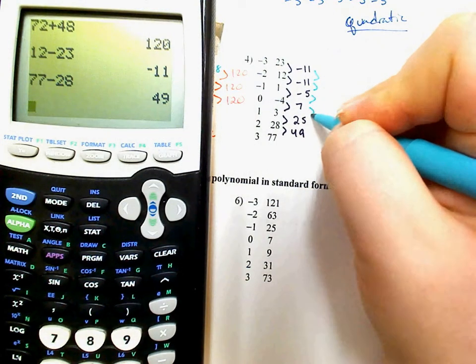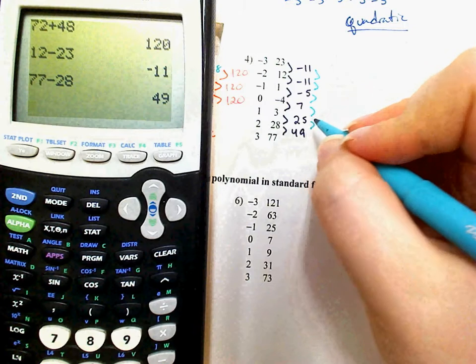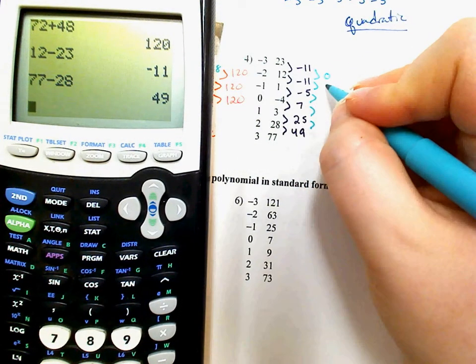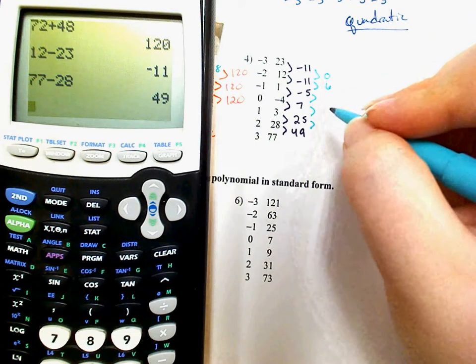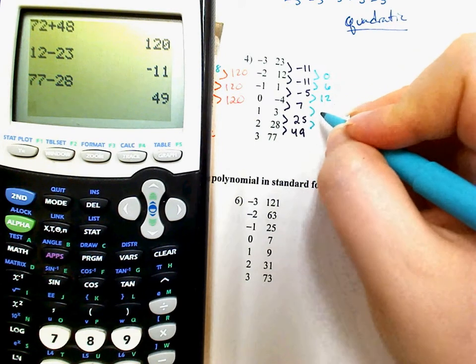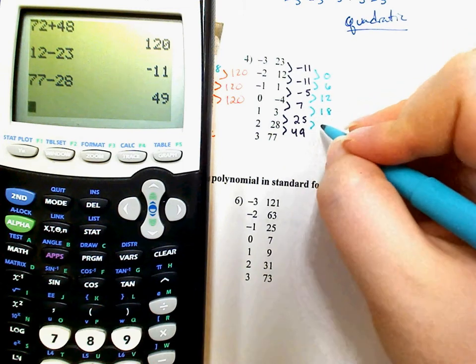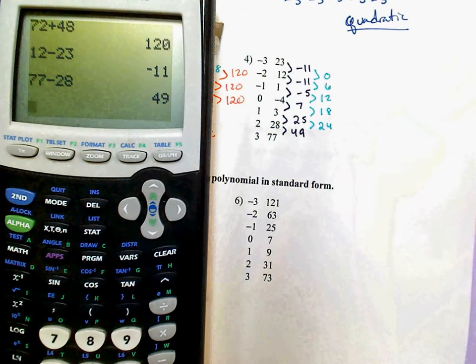Let's see what happens. So negative 11 minus negative 11 is 0. Negative 5 plus 11 is 6. 7 minus a negative 5 is 12. Oh, there we go. 25 minus 7 is 18. And 49 minus 25 is 24. And so I see that there's a difference of 6.